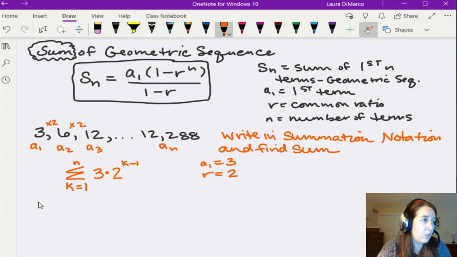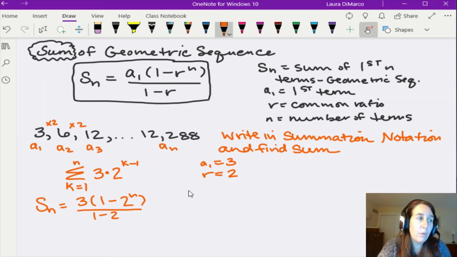If we go to the sum formula, S sub n, we still need to know that n. And then we know in this sum formula, we know a sub 1 is 3. And then that's going to be 1 minus r, which is 2 to the nth power, over 1 minus 2. So what we really need to find is n. What number term is this, right? And then we'll be easily able to finish the problem.